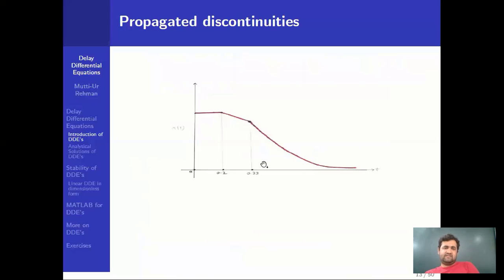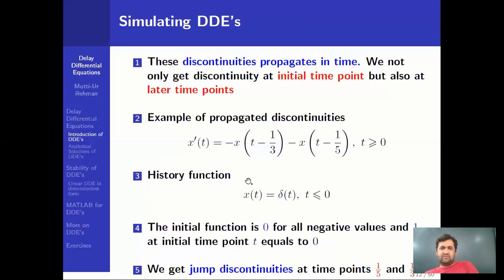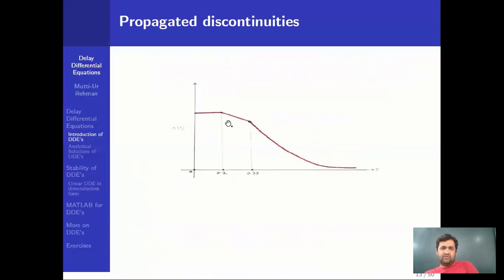So if you see here, for the negative times my history function is 0, but at time t equals 0 my history function is 1. And then you will see that at these points, 0.2 and 0.33, which are basically these two lags, I have these jump discontinuities. And then in this particular case, I have this kind of smooth behavior.